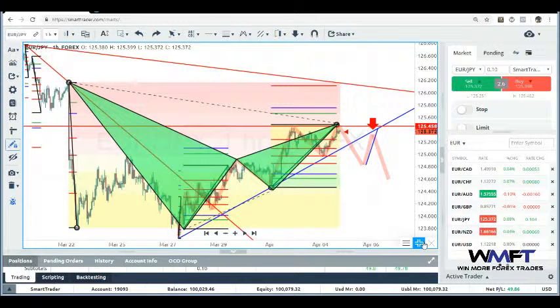That's the EurNzd and the Eurjpy. Hope you guys got some value from this. We found some potential trades that could be happening in the near future. Just have to keep watch on these charts. Got some selling opportunities coming up on the EurNzd and the Eurjpy.